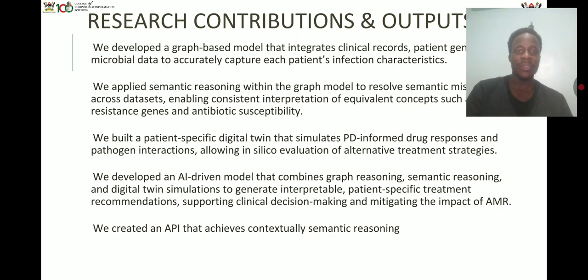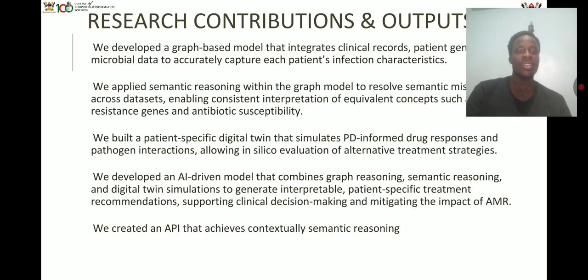And then next, we applied semantic reasoning within the graph model to resolve the semantic mix across datasets, enabling consistent interpretation of equivalent concepts such as resistance genes and antibiotic susceptibility. We built a patient-specific digital twin that simulates PD-informed drug responses and pathogen interactions.